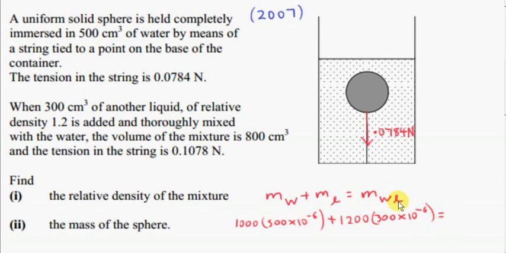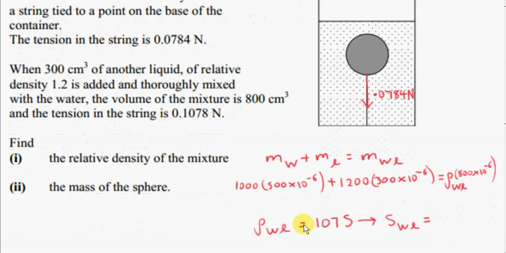So what about the mass of the mixture? Well, it's the density of the mixture which we have to find out. We call that rho WL, the density of the water liquid mixture, times the volume. As I said, volume is conserved. Just add 500 and 300. We get, well, we're given that it's 800 by 10 to the minus 6. For this we get 1075 kilograms per meter cubed. I suppose I better write in the units.